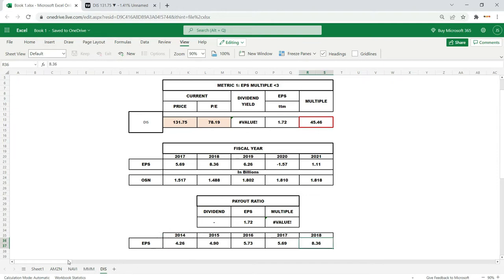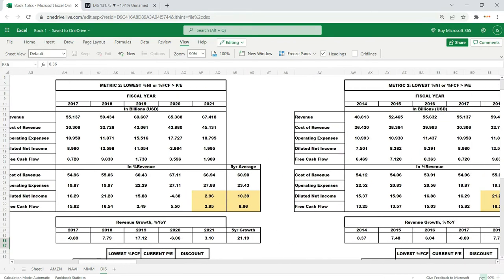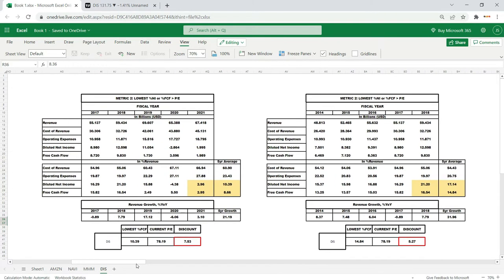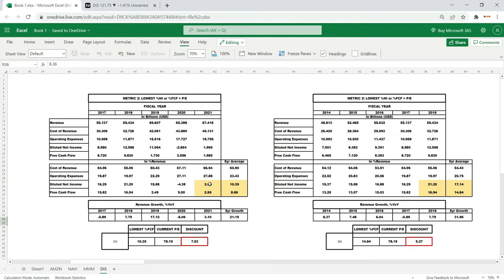Second metric, we want to pay $1 or less for 1% of the money they're making. This is based on the lowest yield between their net income and free cash flow yields of the current year and the 5 and 10-year average yields. The more data the better, but in this video we'll only be using 5 years of data just to show you our process. What you see here is revenue deconstructed, the costs and expenses they use to make those revenues, the income they get off of those revenues, and the free cash flow they generate off of those revenues.